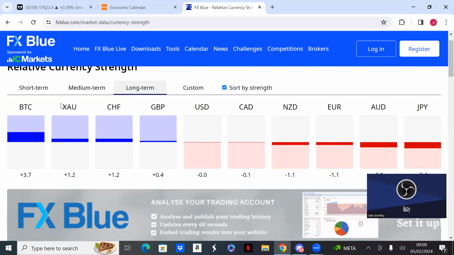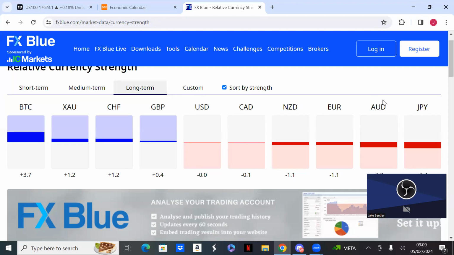Long term, gold is stronger than the US dollar, so probably on the daily time frame, it's in an uptrend, and it's just coming down now. Every time we move up, it has to come down in order to move back up again. That's just the basic movements of the market. So that's the relative currency strength. I'm just going to go over this briefly. As we can see, gold is stronger than the USD long term.